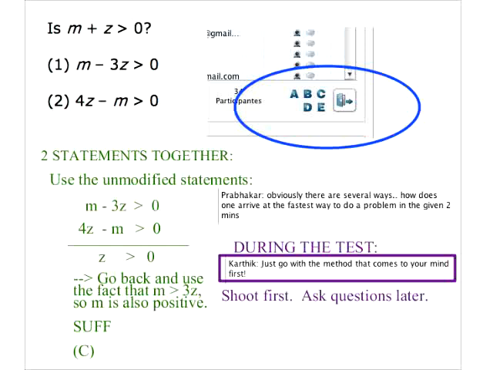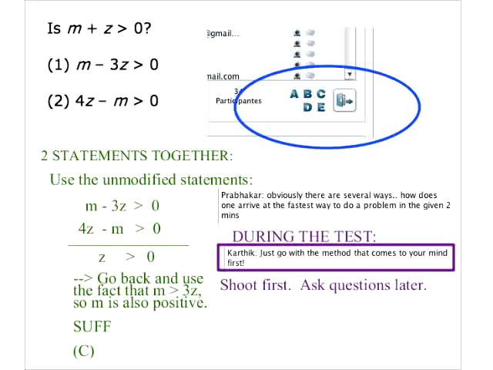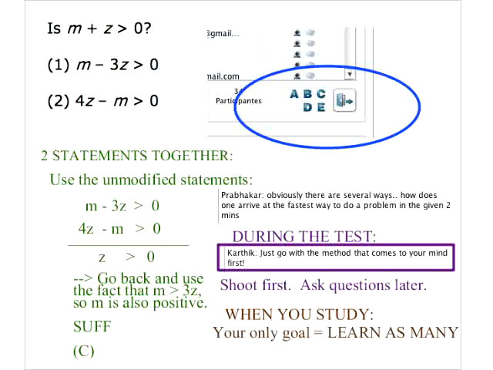And then when you study, you're also not really worried about this. When you study, your goal should just be to learn as many ways as you can without bothering to make any judgments about faster, slower, easier, harder, because who cares? If something is a method that works, then it's a method that works. So when you study, your only goal should be to learn as many ways as possible to solve the problems.